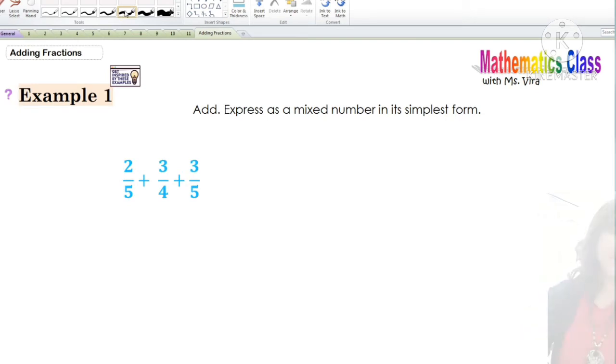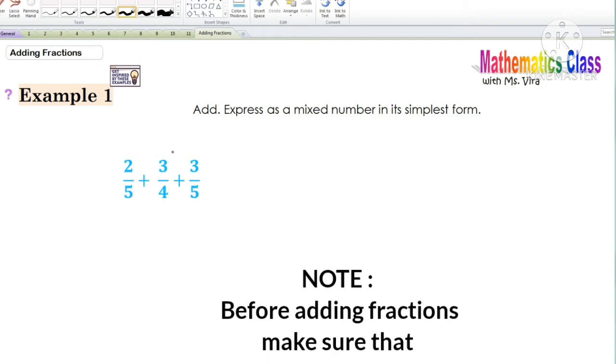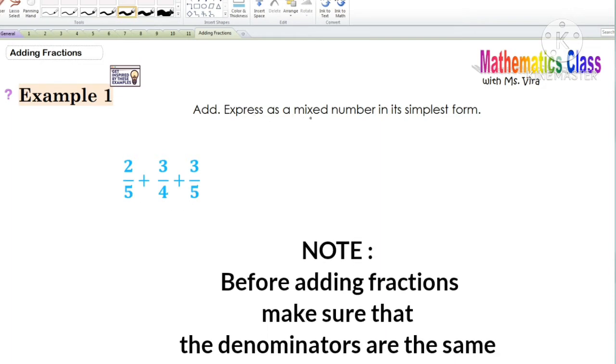Today's lesson we are going to talk about adding fractions. Let's see example number 1. Add 2/5, 3/4 and 3/5. Those fractions have different denominators.